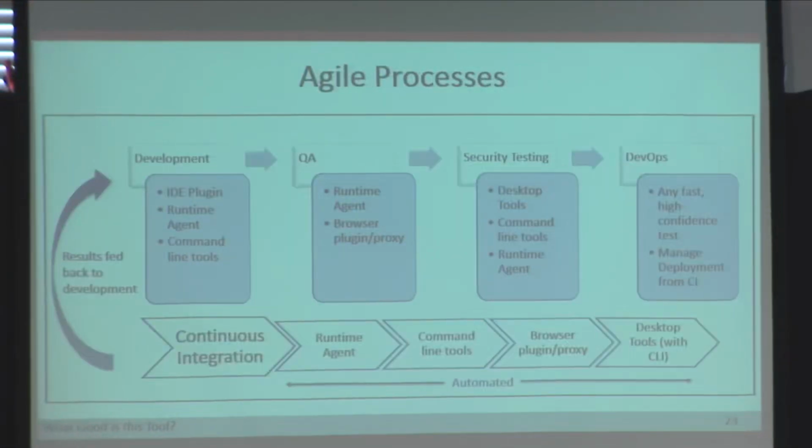So agile processes, same things. You have development, QA, security testing, it's all the same. Then you have DevOps, which is really interesting. There's lots of things you can do with DevOps, and a lot of people have talked about those so far, so I'm not going to go too much into them. But they can also run any high confidence test that's pretty quick, command line tools, anything like that.